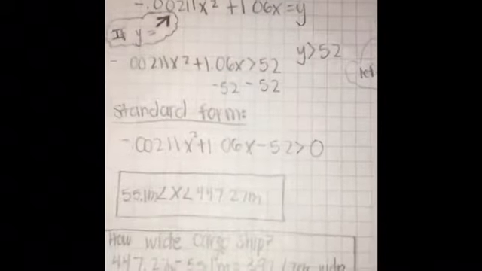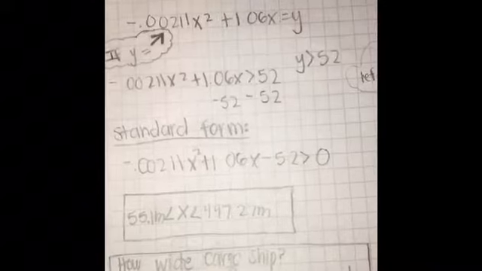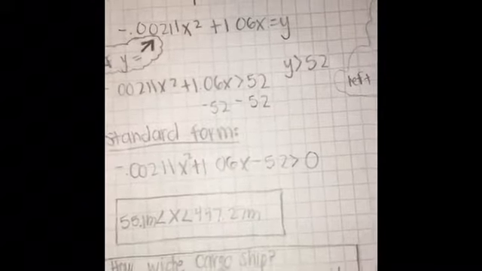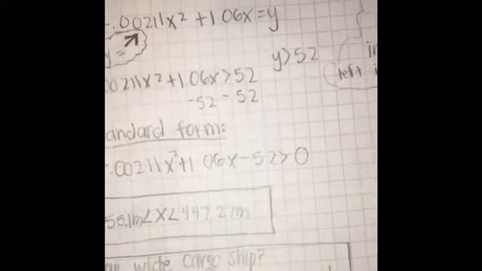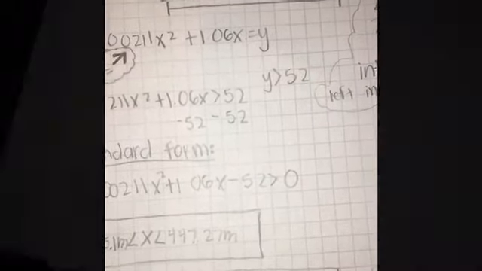And then how wide is the cargo ship? You would take 447.27 minus 55.1, which equals 392.17 meters wide.